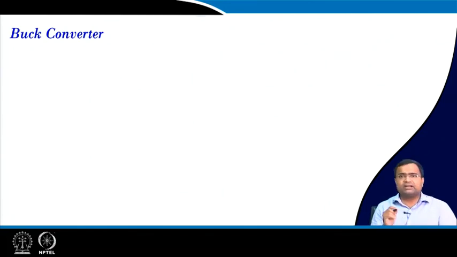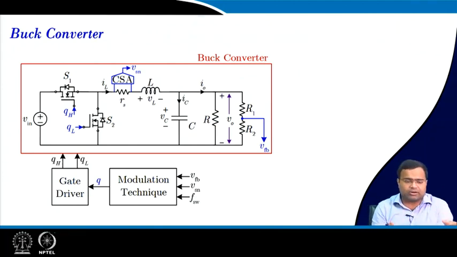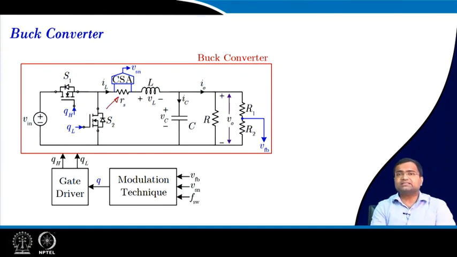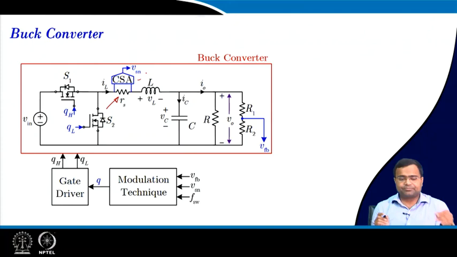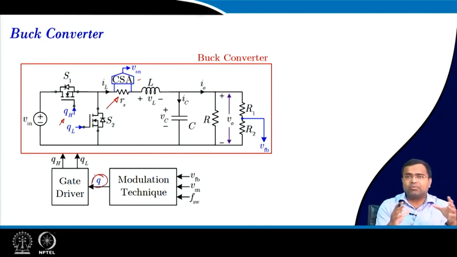So, first we will consider a DC-DC buck converter, a more or less realistic buck converter. It is an ideal buck converter, and here we are sensing the inductor current through a sense resistance Rs, and there is a current sense amplifier. We may or may not use this current feedback in actual control implementation. If it is an ideal buck converter, then QH is the same as the gate signal Q, and QL is just the complement of Q.